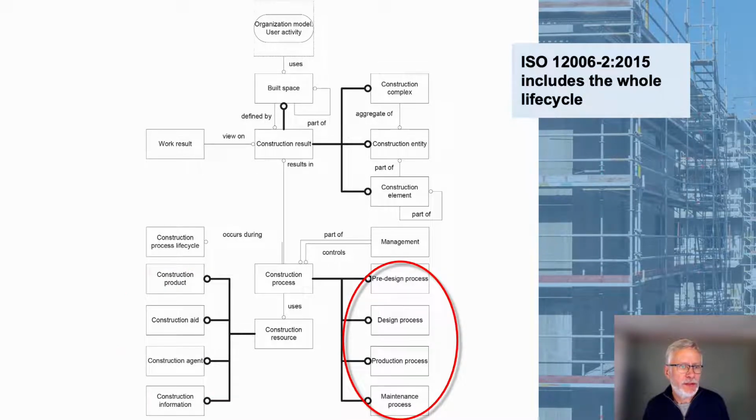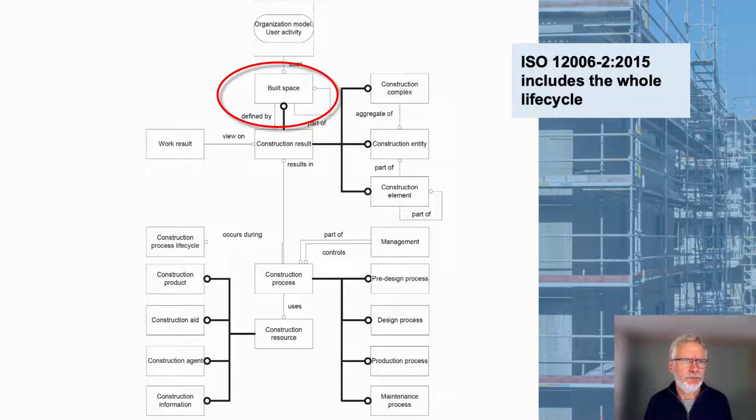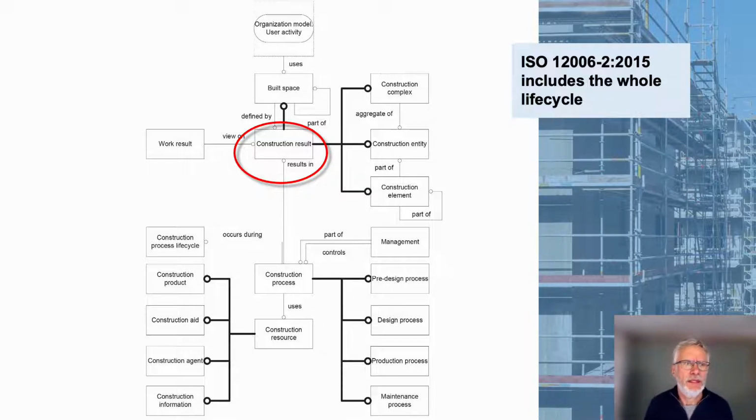We have the process with pre-design, design, production and maintenance. But it all starts with an organization that has a need for spaces. The user activity requires spaces to be built. And the built space is made up of construction results. It could be anything physical that is built or constructed in order to create that space.